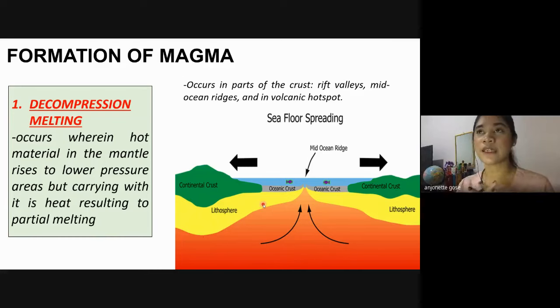So, di ba, nung grade 10 kayo, diniscuss sa inyo yung different plate boundaries. We have the convergent boundary, divergent, and transform. So, sa case na to, look at the arrow. What plate boundary does it represent? Is it convergent, divergent, or transform?